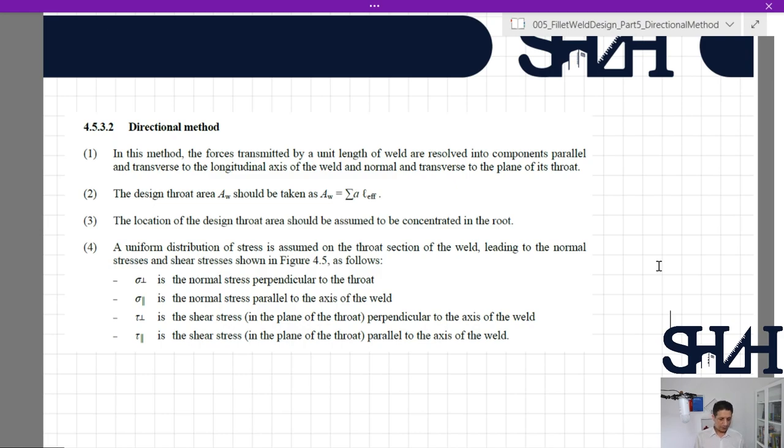The design throat area should be taken as the summation of L effective times a. L effective, as we explained, is the length minus 2 times the leg size at each end. The location of the design throat area should be assumed to be concentrated in the root. A uniform distribution of stress is assumed on the throat section of the weld, leading to the normal stresses and shear stresses shown in figure 4.5 as follows.